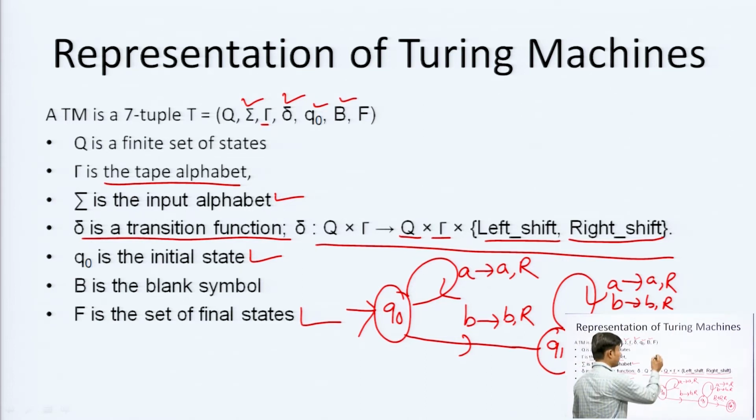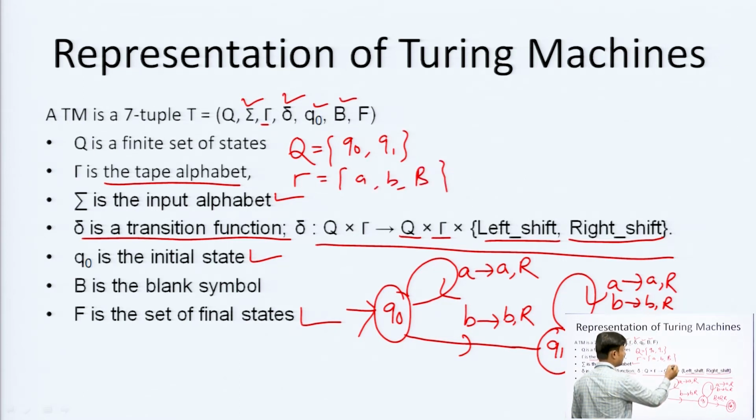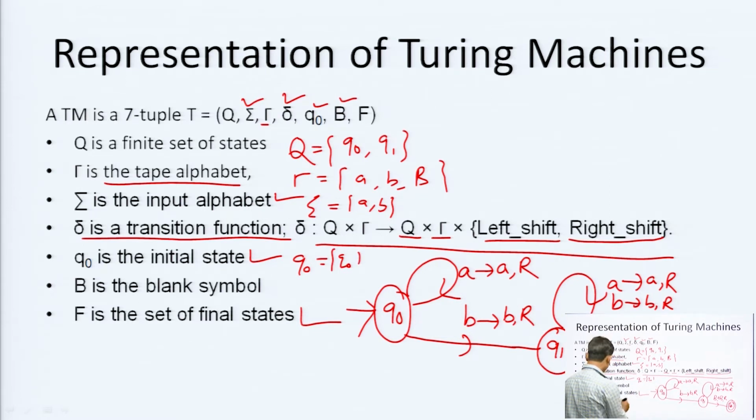Now, writing all the tuples: capital Q is Q0 and Q1. The tape alphabet, we are taking here A and B, and another is blank. You can take blank as part of the tape alphabet, and the input alphabet is only A and B. Here are only the A and B transitions, and Q0 is the initial state. Now B is the blank symbol, and F is the final state, so F is QF.